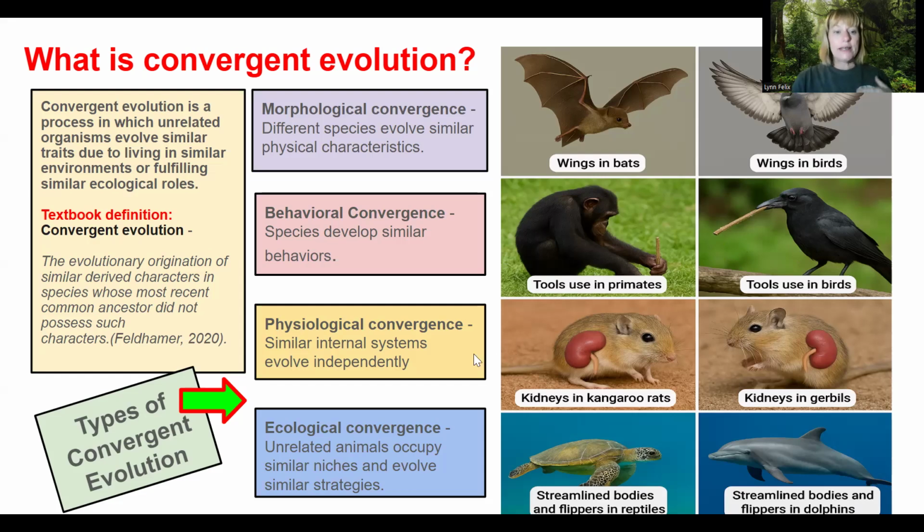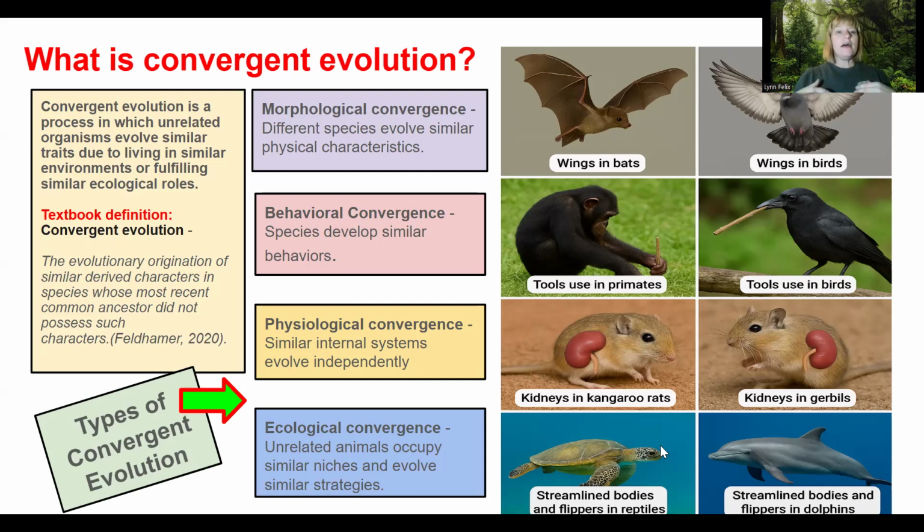Physiological convergence is when we have similar internal systems that evolve independently. In this case, I gave you guys an example of kidneys in kangaroo rats and kidneys in gerbils. And then we have ecological convergence, which is when unrelated animals occupy similar niches and evolve similar strategies. In this case, we're looking at the turtle that has a streamlined body and flippers, and it's a reptile. And then we have the dolphin, which also has a streamlined body and flippers, and it's a mammal.